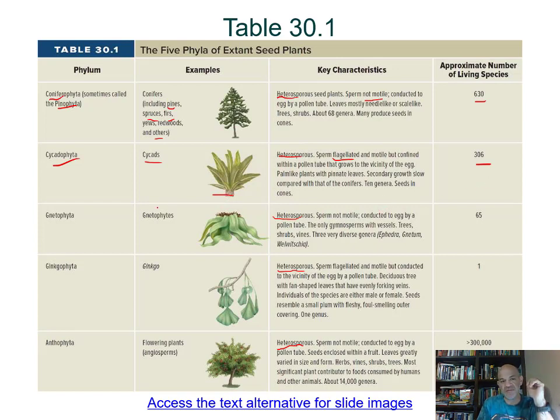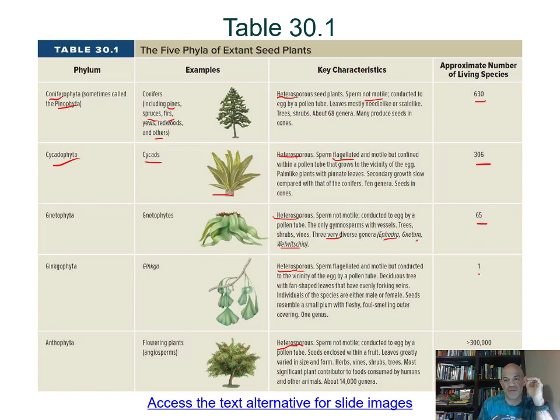There's about 306 species. The gnetophyta, they're an odd, diverse bunch that are only in 3 different genera. Those 3 genera have 65 identified species. The sperm's non-motile here. Again, all of these groups are heterosporous.